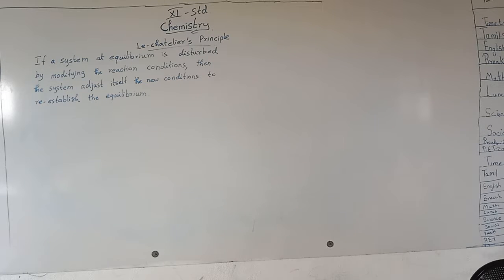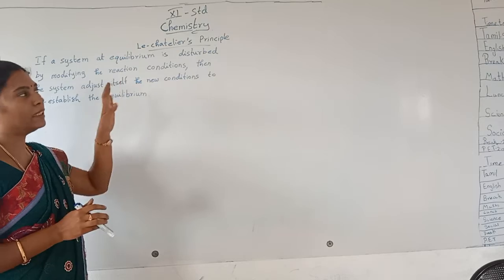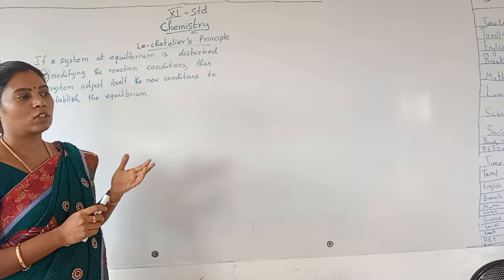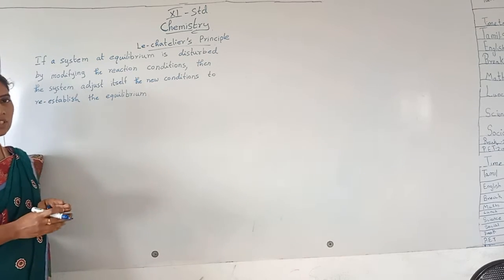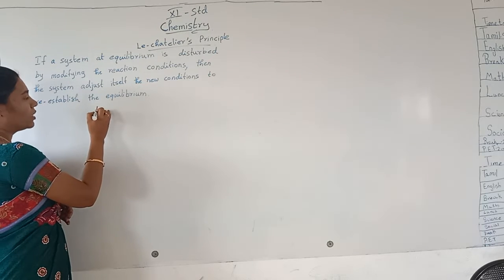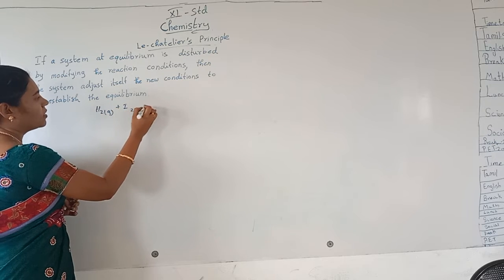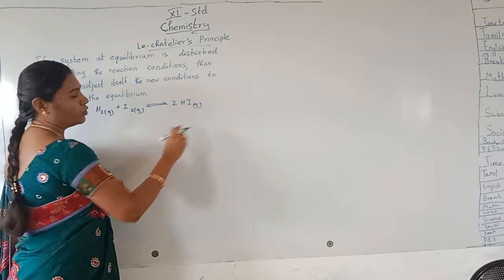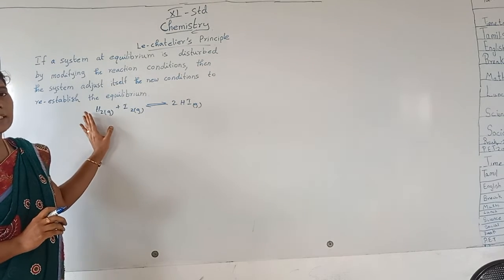In Le Chatelier's Principle, you study and master this definition. If a system is at equilibrium condition, for example the formation of hydrogen iodide in an equilibrium reaction: H2 gas plus I2 gas in equilibrium form 2 moles of hydrogen iodide gas. So this is one equilibrium reaction.